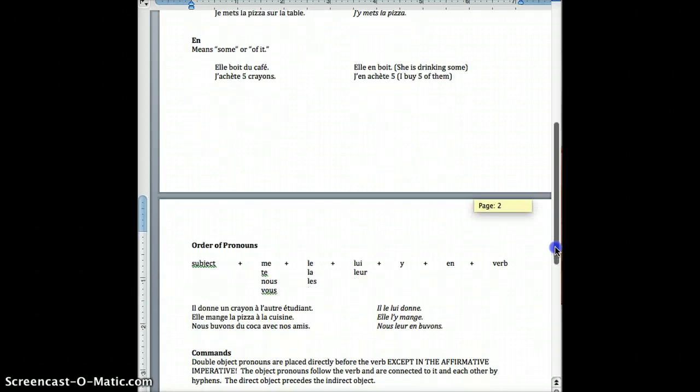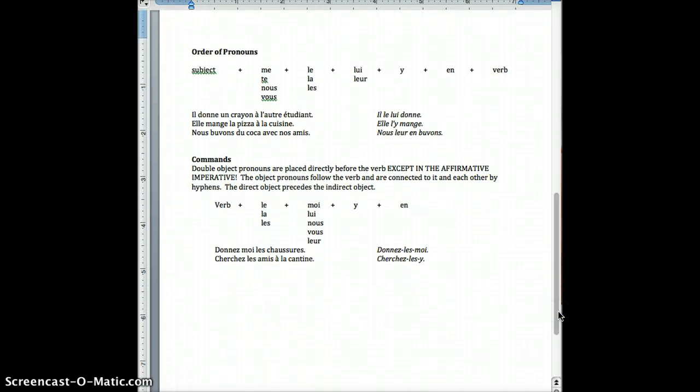So here is your order of pronouns. You're going to have your subject, then me, te, nous, vous, then le, la, les, then lui, leur, y, and en before your verb. It doesn't matter what order they come in the sentence. When you're using double object pronouns, you must put them in this order. There's a silly little song to help you remember it, and I'm going to make a little bit of a fool of myself, but it does help. Me, te, nous, vous, le, la, les, lui, leur, voilà les objets. It does sort of help you keep it in mind.